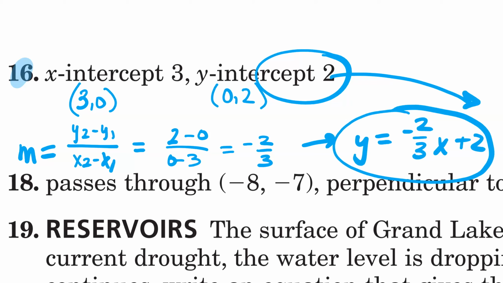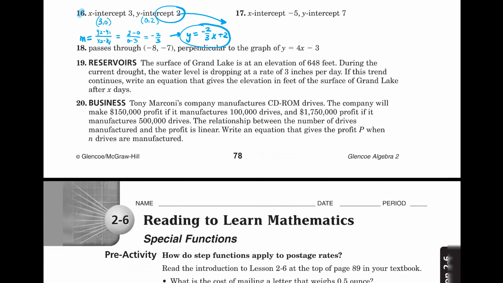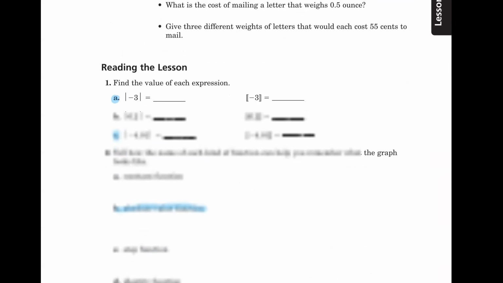Okay. Cool. I think I printed the wrong page for 2.5, but it's graphing absolute value. So we're going to go to 2.6.